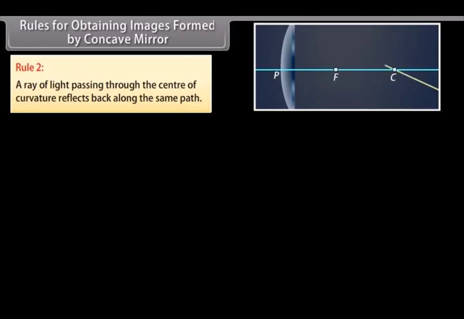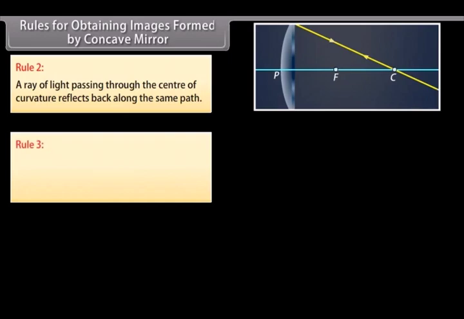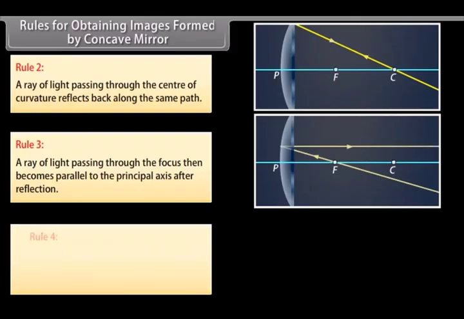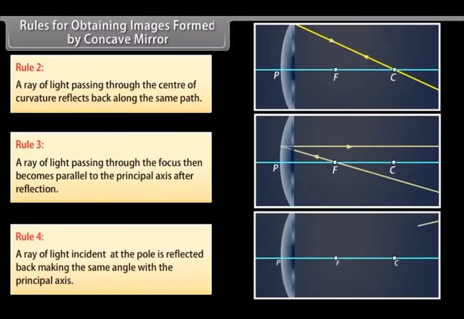Rule 2: a ray of light passing through the center of curvature reflects back along the same path. Rule 3: a ray of light passing through the focus becomes parallel to the principal axis after reflection. Rule 4: a ray of light incident at the pole is reflected back making the same angle with the principal axis.